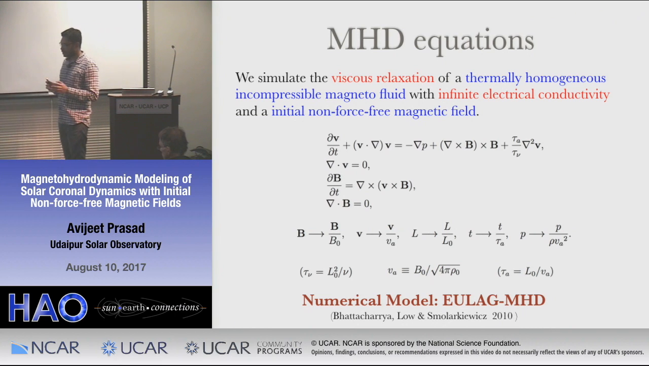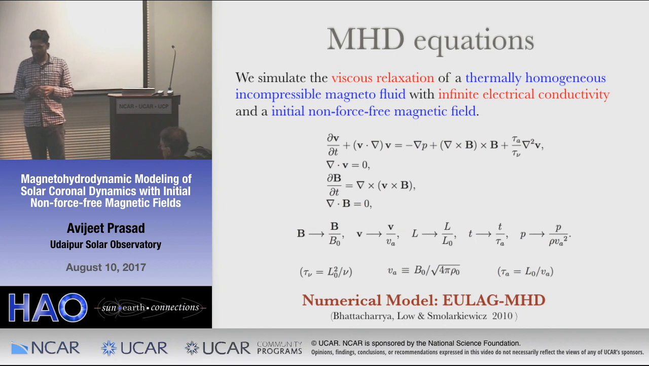So given this, now in order to study the temporal evolution of the initial magnetic field, we use these MHD equations, which are these four set of equations. The first equation is nothing but the momentum balance equation. The second one gives the incompressibility condition. The third is the induction equation for the evolution of magnetic field with an infinite electrical conductivity. And the fourth one is the divergence free condition.